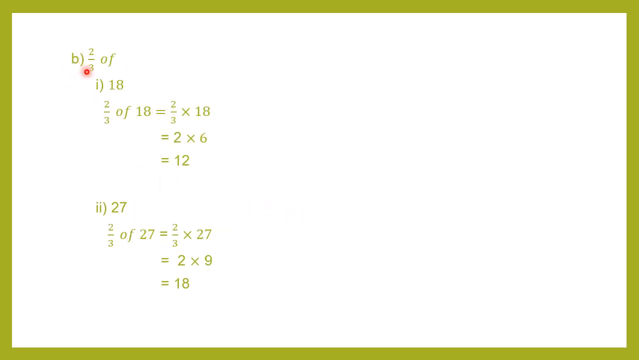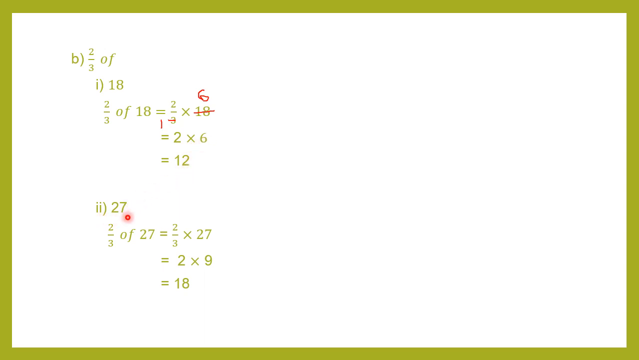B. 2 by 3 of 18. So 2 by 3 of 18. Again of means multiplication. So 2 by 3 multiplied by 18. 3 and 18 both we can cut. So here 3 ones are 3 and here 3 sixes are 18. Now 2 multiplied by 6, that is 12.